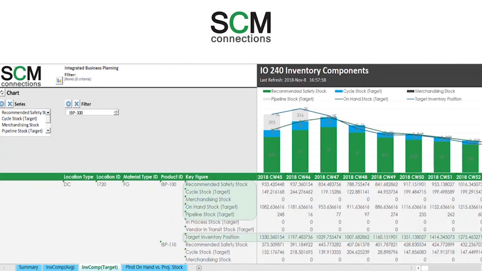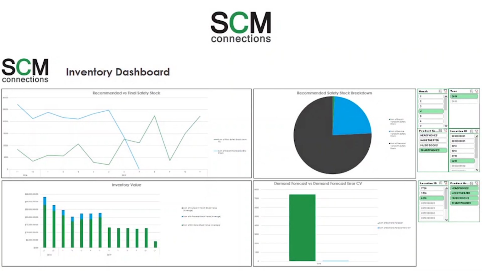The Inventory Optimization Spark also comes with a fully synchronized dashboard that allows users to check the recommended safety stock against the final safety stock. The pie chart shows the breakdown of the recommended safety stock, while letting the user control forecast demand and its coefficient of variation. Here, we can filter by year, month, location, or product group.